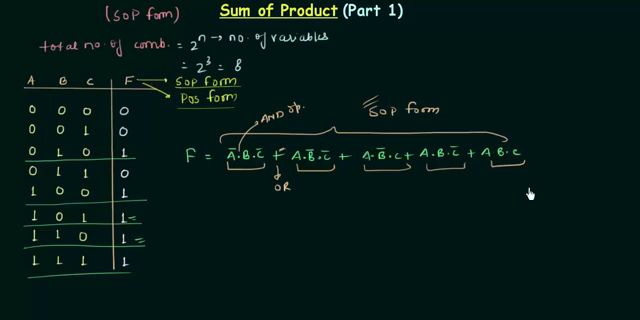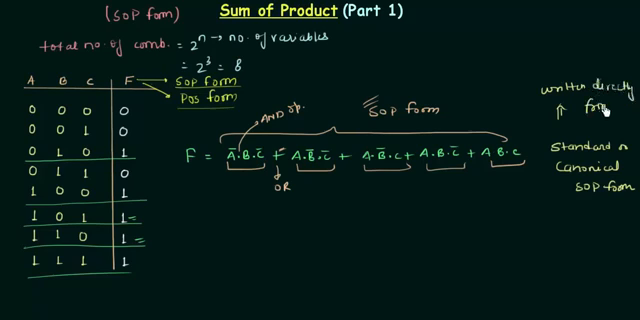And this particular form I call the standard or canonical SOP form. I'm calling it standard or canonical because I'm writing it directly from the truth table. This standard or canonical form is written directly from the truth table. You can also minimize this and you can have your minimal SOP form, that I will explain in a minute.